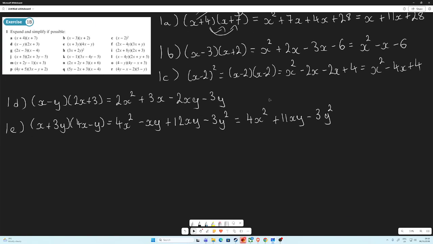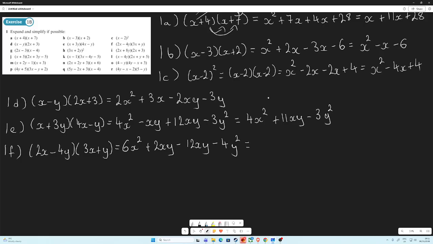Okay, let's carry on. 1f. 2x minus 4y times 3x plus y. So what we get is 6x squared plus 2xy minus 12xy minus 4y squared. So that's 6x squared minus 10xy minus 4y squared.